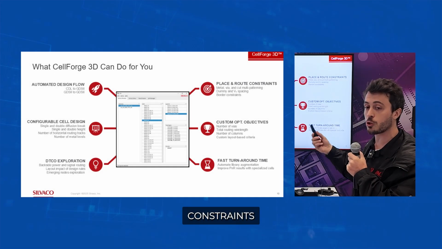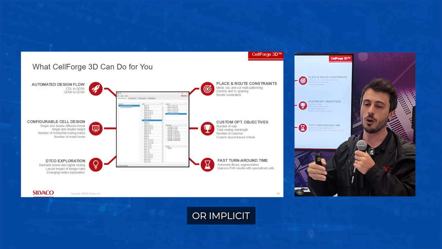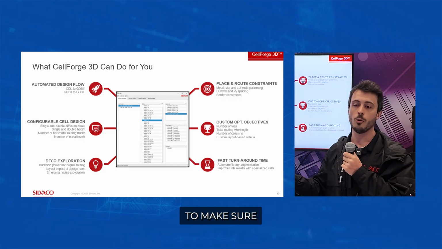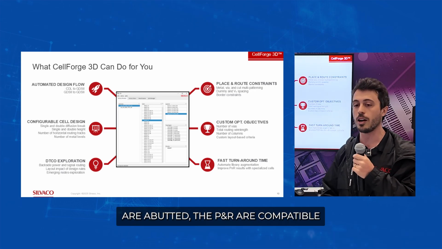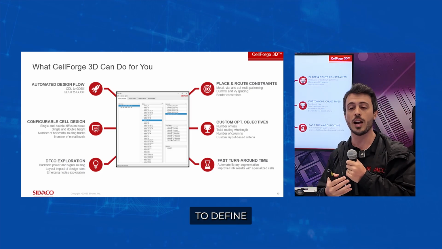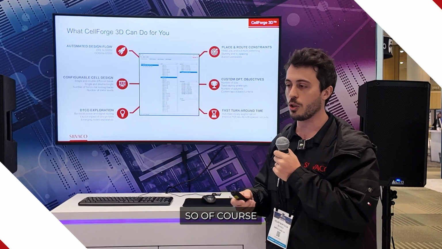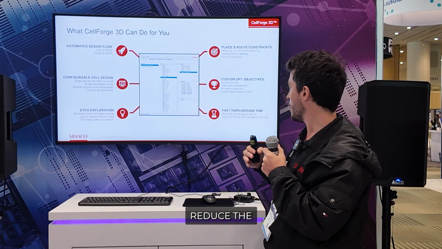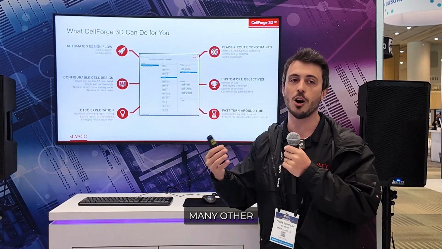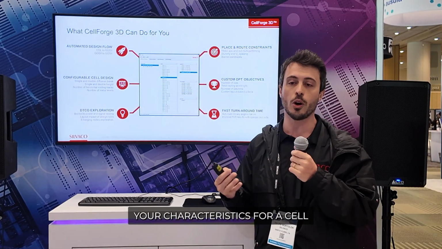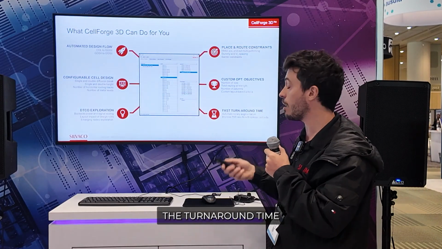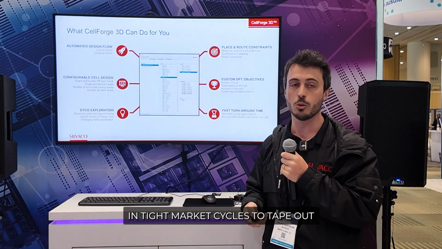We have support for many constraints, including coloring, explicit or implicit, support for dummy rules, and border constraints to make sure the cells are abutted and PNR compatible, and of course, we provide constraints that are customizable to define what is a good layout for you. So of course, the basic approach is to reduce the number of vias and the routing length you're using, but there are many other optimizations you can use to improve the characteristics of a cell. All of that, in the end, is to speed up the turnaround time in tight market cycles to tape outs.